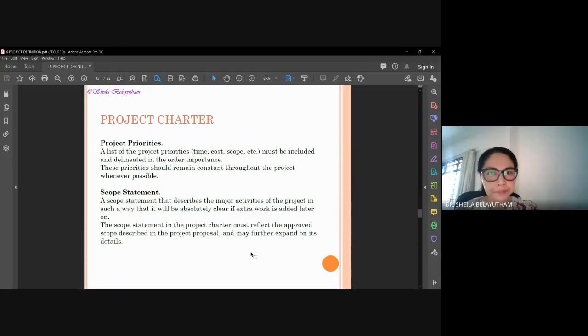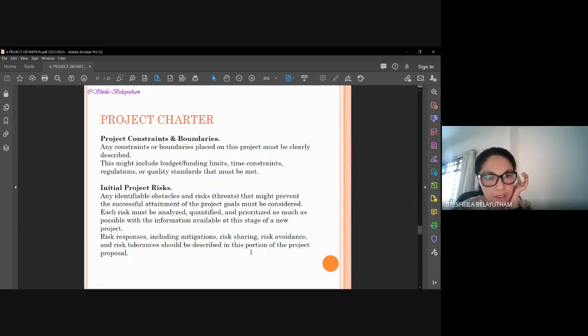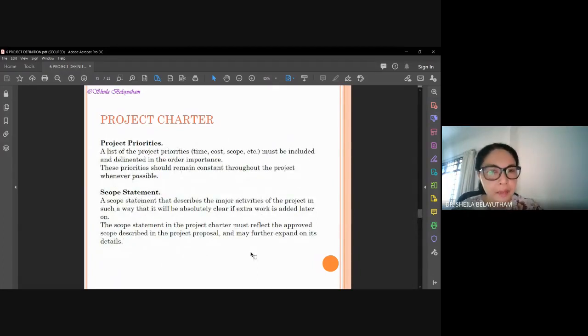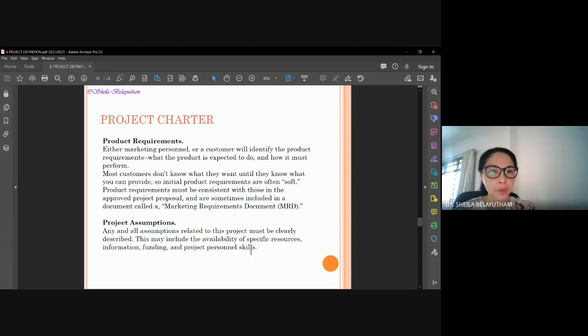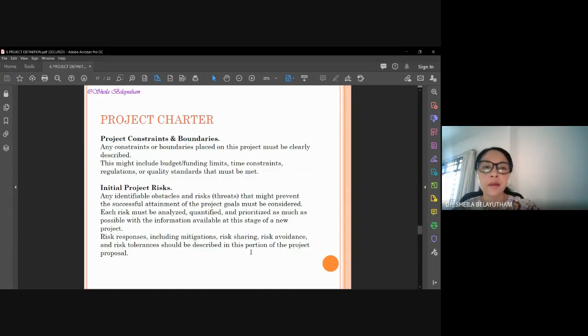Where did we stop in the last class? Project constraints and boundaries, yeah. Okay, so the next element is project priority. This relates back to your second chapter, which is the project priority matrix. What are the emphasis of the client? You might already ask the client at this stage what their priority is. And then the scope statement, product requirements, and project assumptions will be the other parts that we'll go through today. So far that we have gone through, do you have any questions from the previous lecture? If no, I assume it's clear.